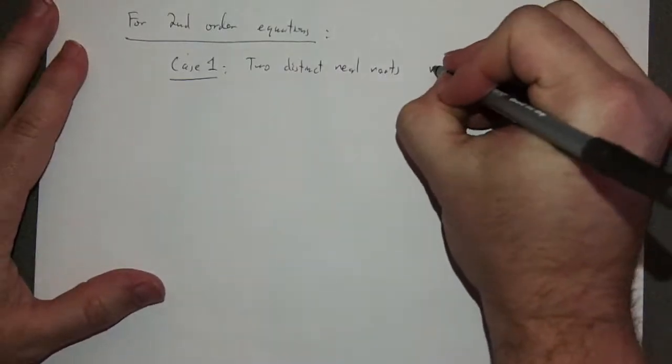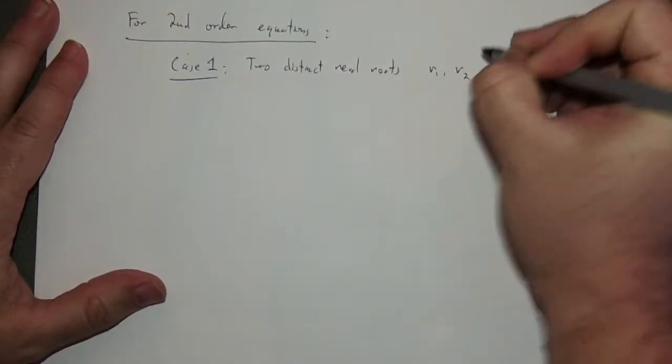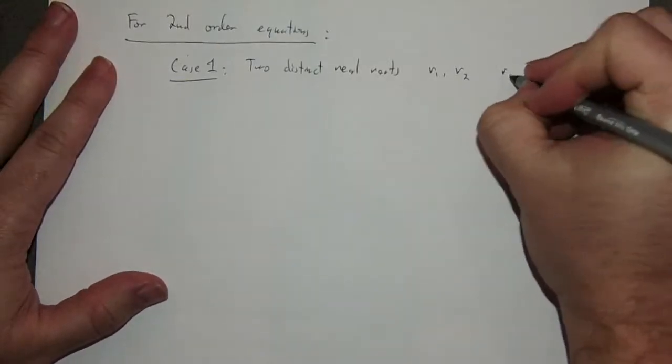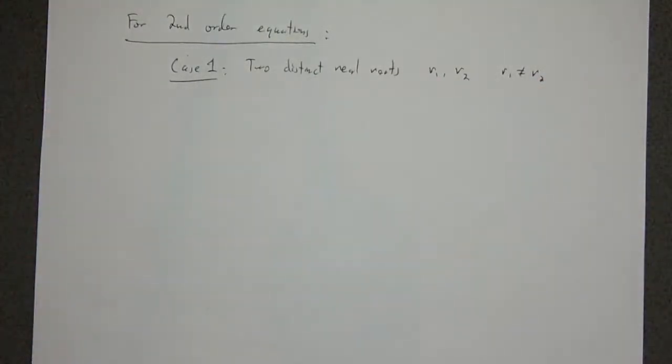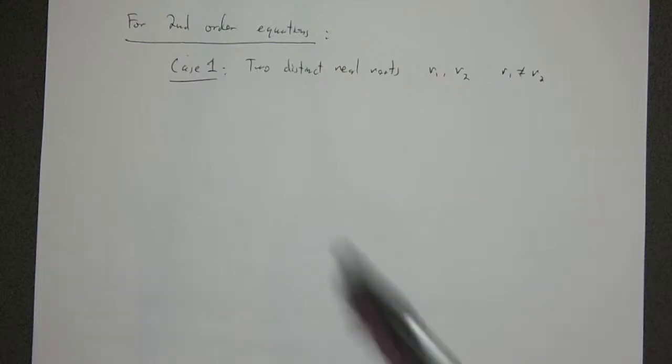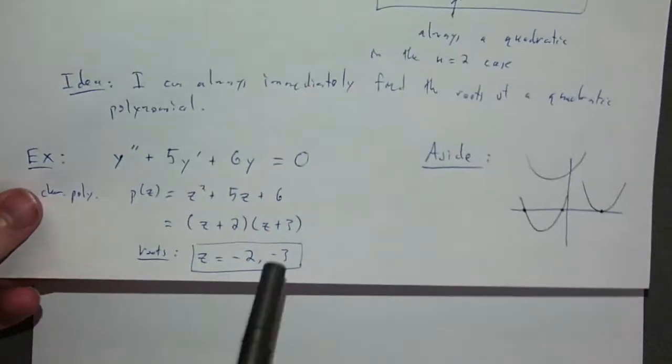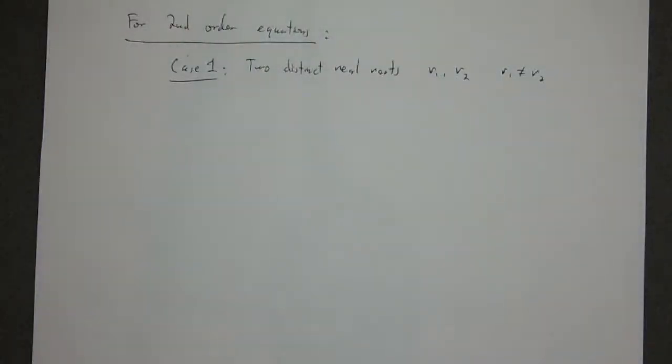So let's call those real roots R1 and R2. And we'll say R1 is not equal to R2. That's what the word distinct means. So these are two real roots in the sense that these are two different numbers. Now we're contrasting that with a situation where we would have a real root that's a double root, so it's actually the same number, but we're counting it twice. Okay. So two distinct real roots. So that's exactly the case we're in here. Okay, so let's see what to do in this case.